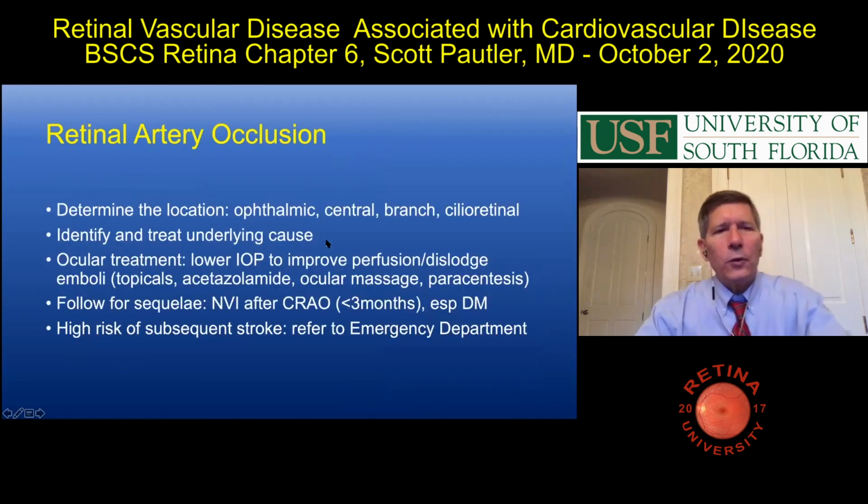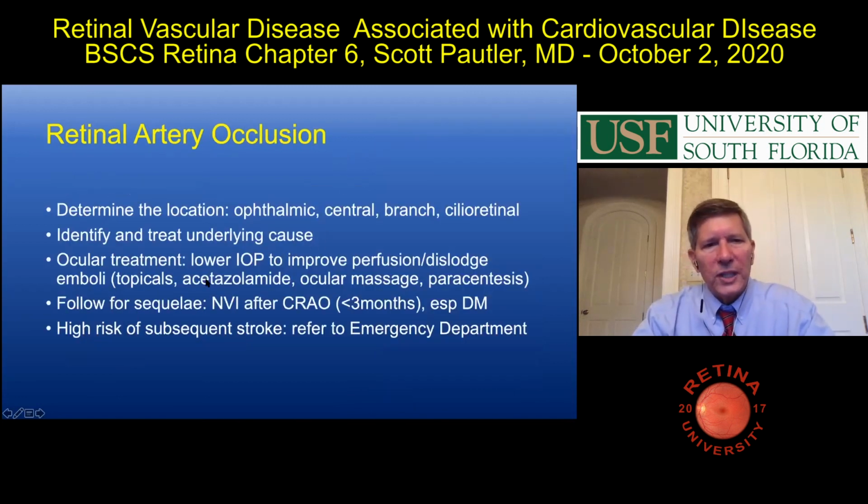So let's skip over to retinal artery occlusions. Retinal artery occlusions, for the most part, are caused by emboli, as opposed to vein occlusions. The first thing you want to do is determine the location of the embolic occlusion. Is it ophthalmic? Is it central retinal, branch, cilioretinal? You can usually tell this by location and other findings. You want to identify and treat any underlying causes.